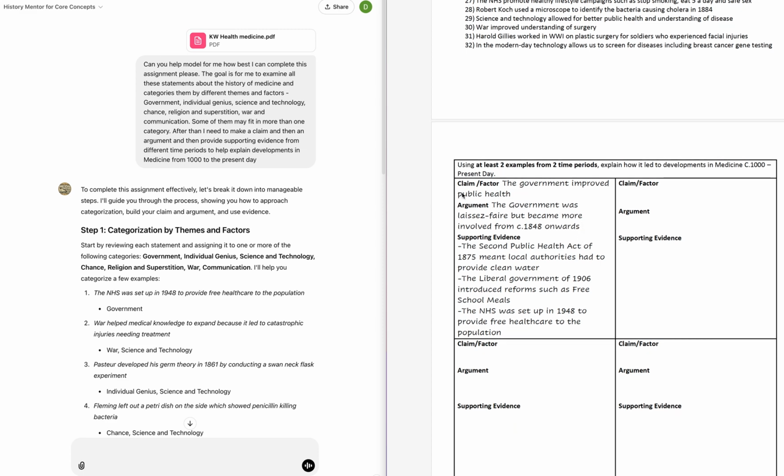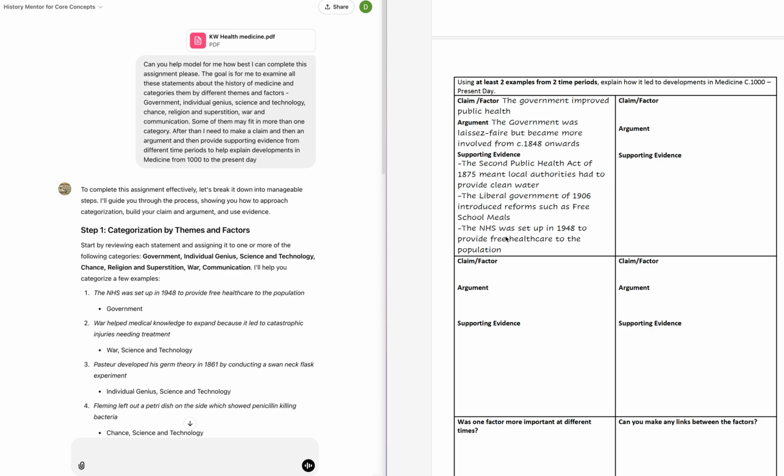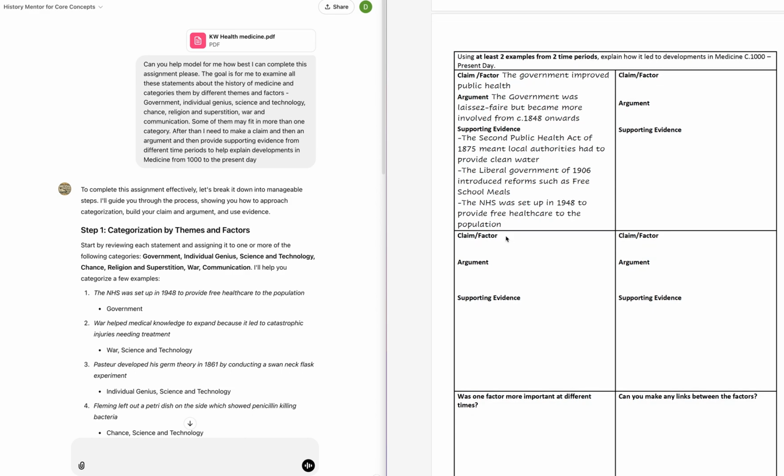but we can also make claims. So use at least 2 examples from 2 time periods. So there's a claim, make an argument about that, and then provide supporting evidence, and kind of do that, and then what factors make the links.